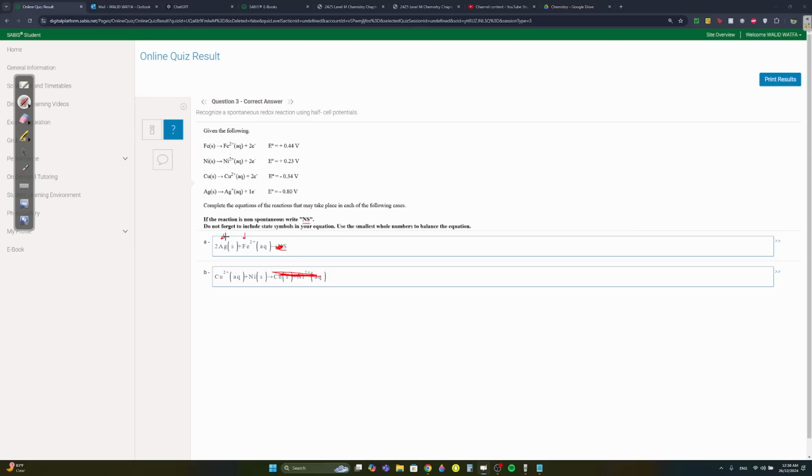Ag plus Fe. Let's see, is Ag more reactive than Fe? Ag is down here, Fe is all the way up here. Can you react them with each other? Is Ag more reactive than Fe? No. So obviously non-spontaneous.